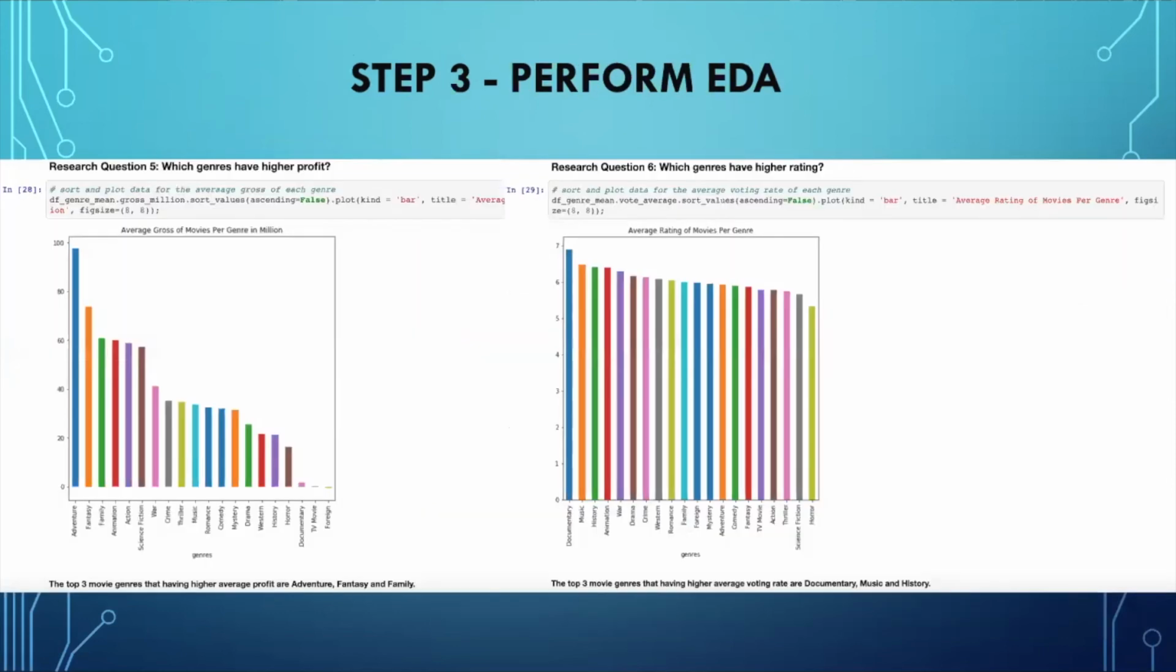Now, hopefully, you have good quality and clean data, which means you are ready to perform the EDA, or exploratory data analysis. It's about exploring and then improving your data to maximize the potential of your analysis, visualization, and models. From the bar charts, you can clearly see that adventure movies have the highest average profit, and documentary movies have the highest average rating.